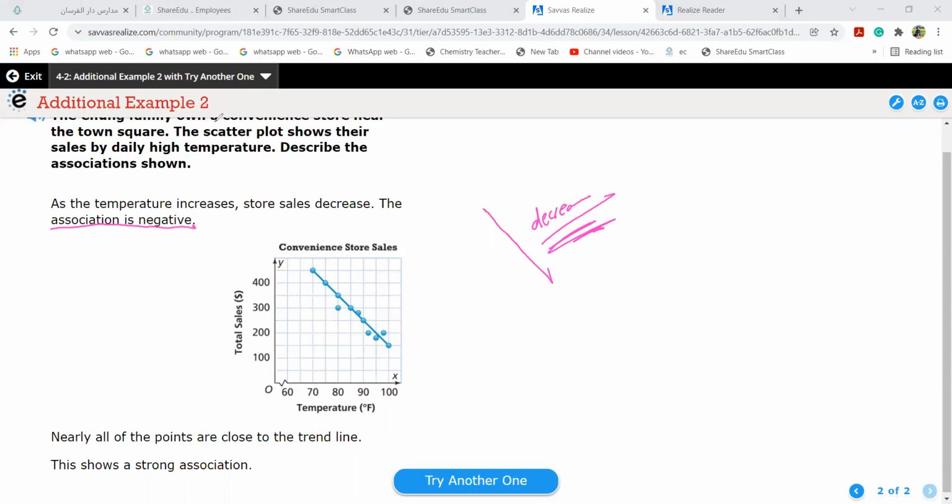Will you remember this, girls? When it is increasing, you will write positive. When it is decreasing, and nearly all the points are close to the trend line, this shows it's a strong association. It's a strong association, but it's a negative one. All are near the trend line. So this was just an example.